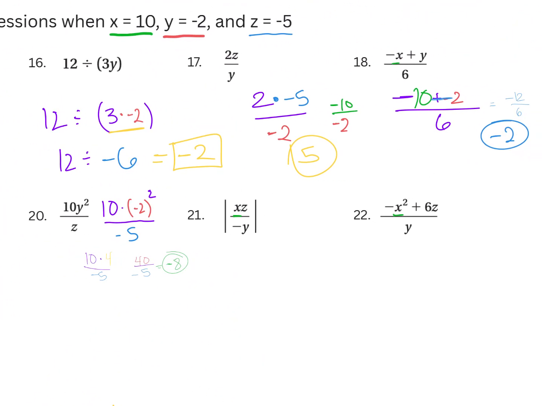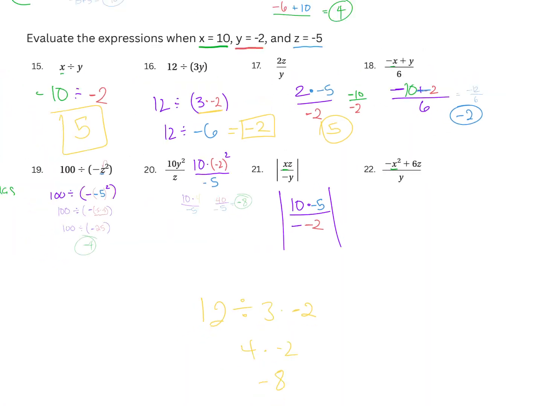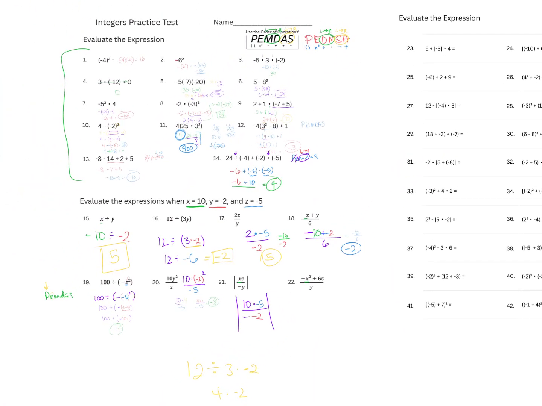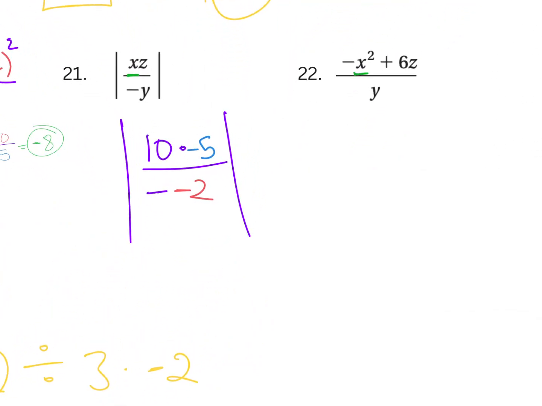X is 10. So we have absolute value of 10 times negative 5 all over negative 2. Okay. So our first one with absolute value on this whole thing, I think. Yeah, okay. So here we go. The absolute value is going to be done last, okay? We need to simplify everything inside of it first.